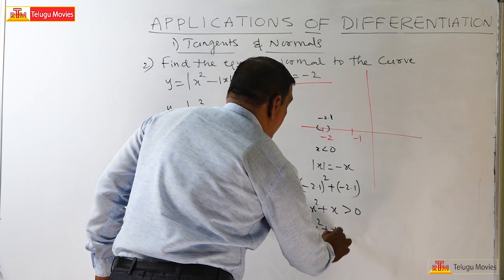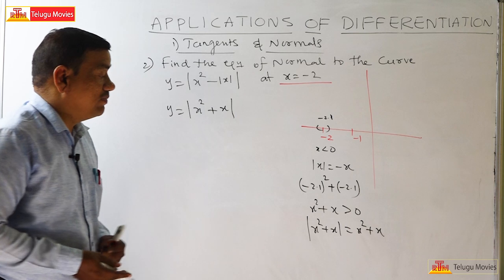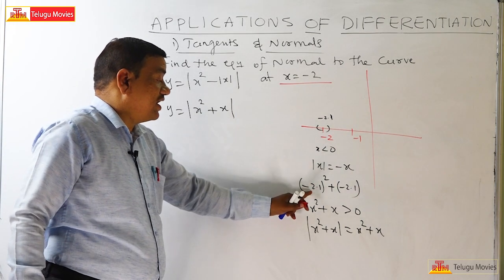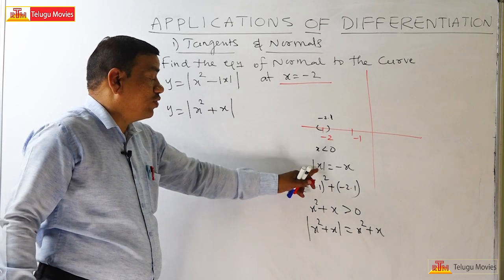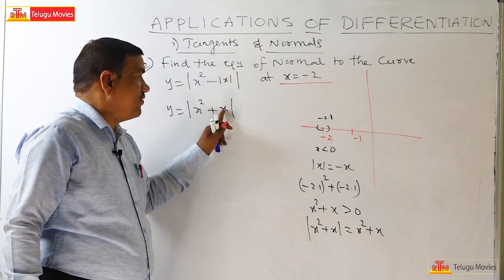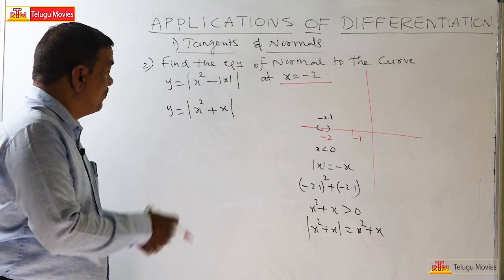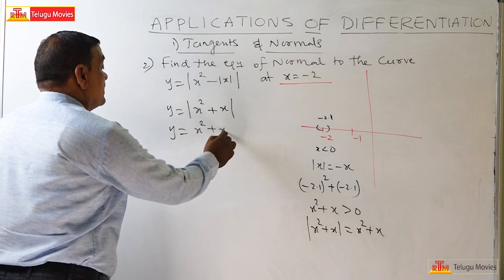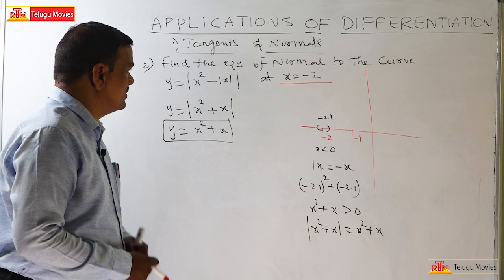Therefore, modulus of x square plus x is equal to x square plus x. Now in the neighborhood of x, if you take any small value nearer to minus 2.1, whole square plus minus 2.1, you will get a positive value. Therefore y is equal to x square plus x. This is your final function, y is equal to x square plus x.